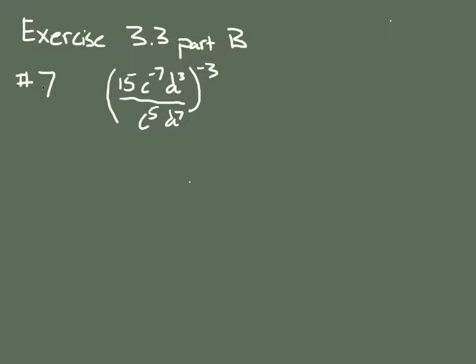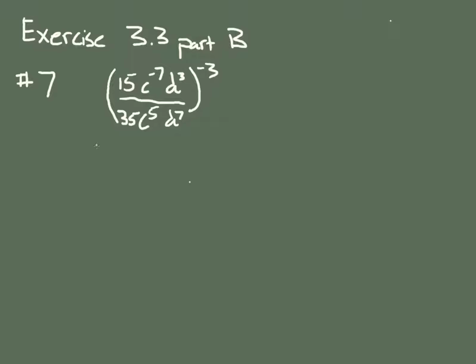So number 7 is 15 times c to the negative 7 times d to the third, all over, I forgot the 35, there's actually supposed to be a 35 there, sorry. 35 times c to the fifth times d to the 7, and then this is all in brackets or parentheses, and it's all raised to the negative third. So let's walk through this step by step.